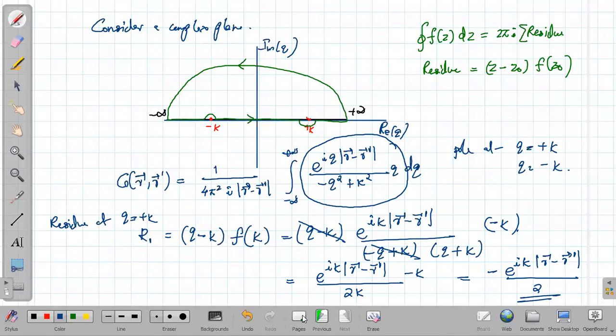Similarly, we can find the residue at q equal to minus k. For the time being, better to put r2, and that can be done by yourself. There is no issue for you. So what would be the result if you find the residue r2 at q equal to minus k? What would be the result? Just guess it.